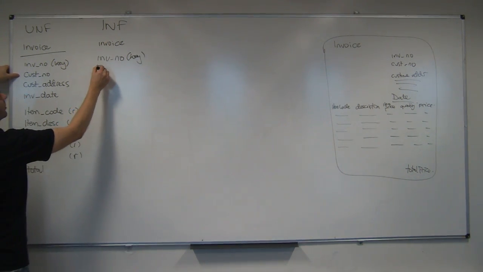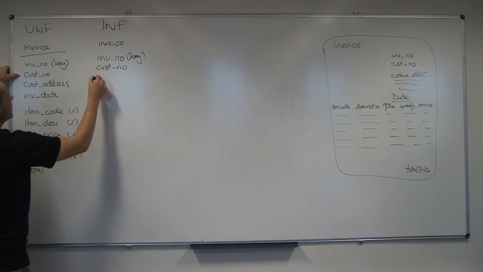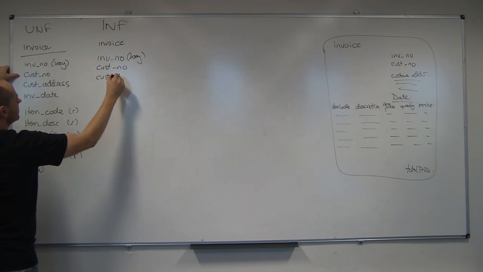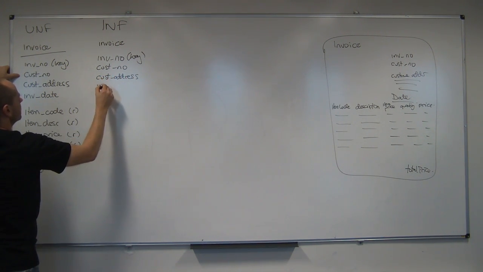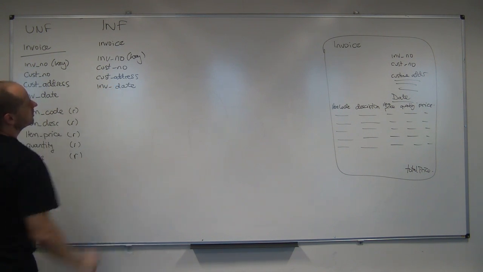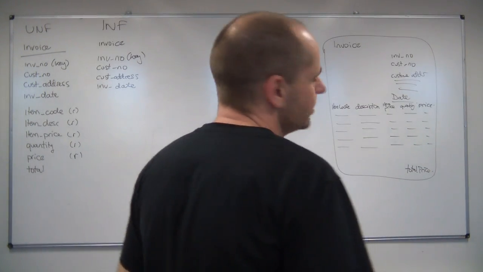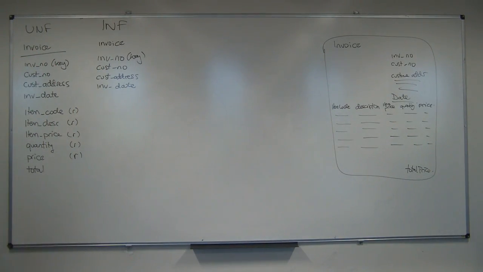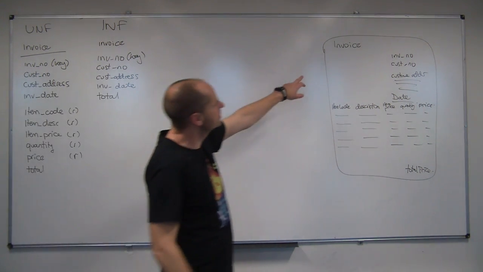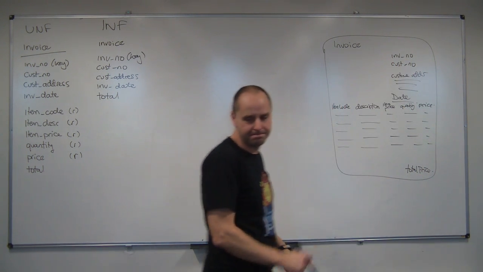Right, so I'm just copying those over. Customer number, customer address. Unnormalised form means we've got repeating data, which is no good in our database. The other piece of information that doesn't repeat is the total, so we can copy that. So I've just moved all the things across that are there only once. On my little invoice, that was all the stuff up here.